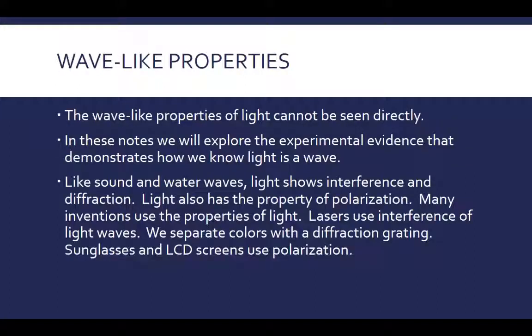The wave-like properties of light cannot be seen directly. In the notes today, we're going to explore the experimental evidence that demonstrates how we know that light behaves as a wave. Like sound and water waves, light shows an interference pattern and diffraction. Light also has the property of polarization, and many inventions use these properties of light. Lasers use interference of light waves, and we separate out colors with a diffraction grating. Sunglasses and LCD screens use polarization.